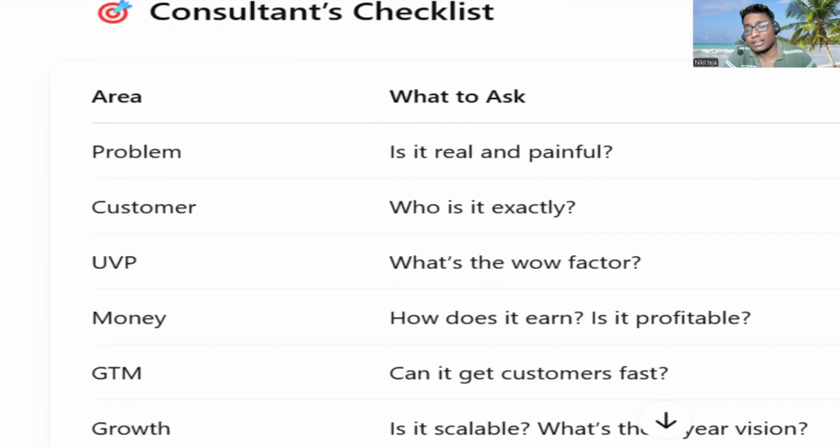Customer: who is exactly your customer, right? The customer is nothing but the target segment who will be buying your products more often, right? Which segment will be buying your products more often? In our case, working professionals are our target customer, right?